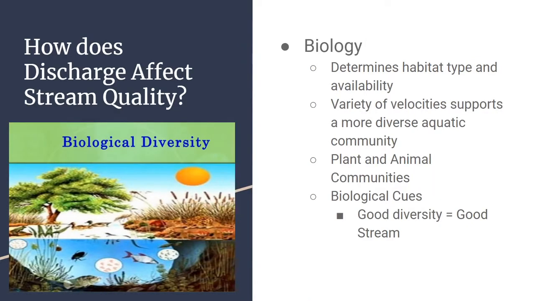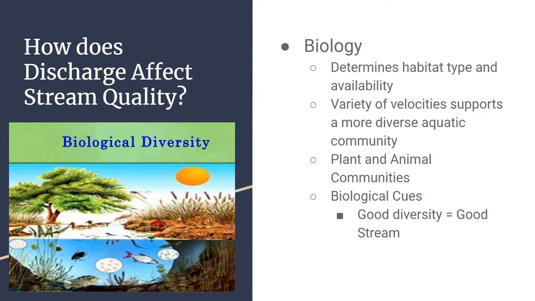So, biology determines the habitat type and availability. The variety of velocity supports more diverse aquatic ecosystems. So what that's saying is if you have fast moving water, you'll have certain organisms live there. If you have slow moving water, you have some other types of organisms live there. If you have stagnant water, which means it's not moving a whole lot at all, you'll have another type of organisms living there, which promotes a lot of diversity.